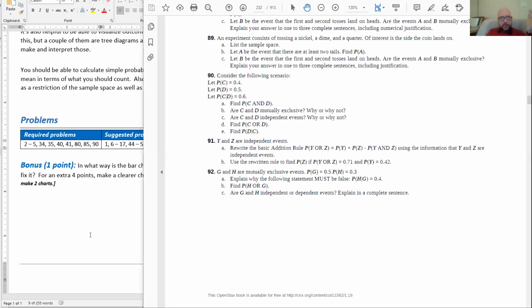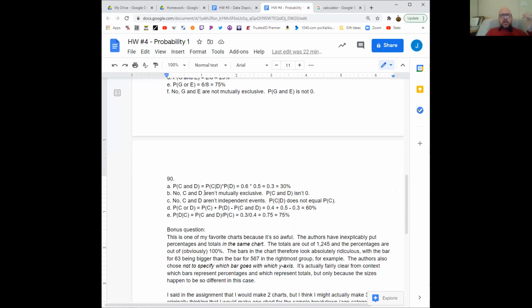C and D aren't mutually exclusive. Probability of C and D isn't 0. There you go. And also I could have said probability of C given D isn't 0 as well, right? In fact, probability of C goes up if D happens, so it goes from 40% to 60%. So they're definitely not mutually exclusive. In fact, D happening encourages C to happen. It doesn't make it impossible. They are not independent events for the reason I said before. C given D does not equal C.